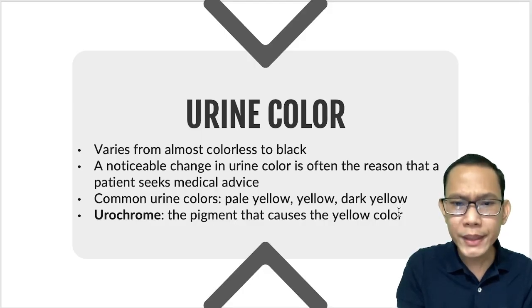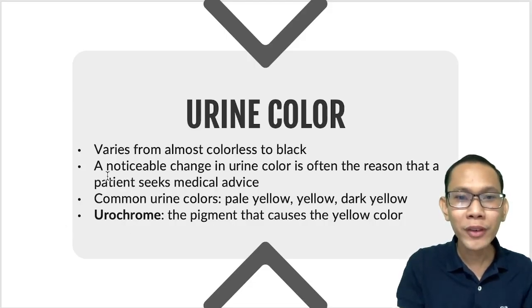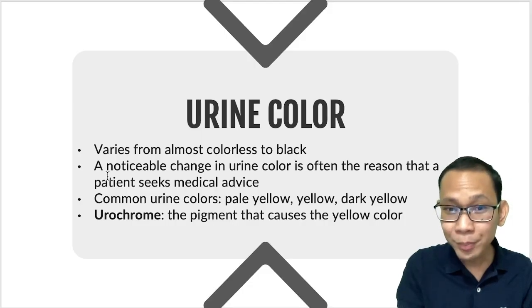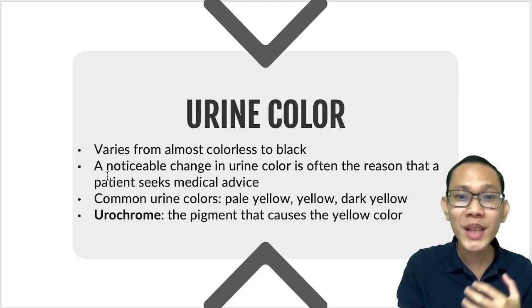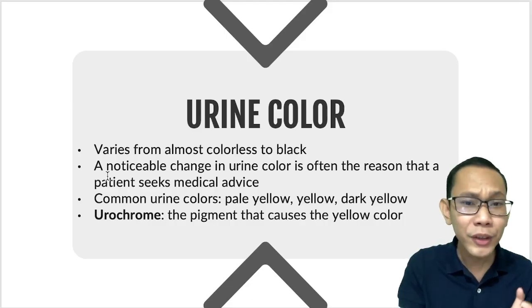So, what is the pigment that causes the yellow coloration of our urine? It is now your urochrome. Again, you are familiar with our urobilin and your stercobilin. Remember the metabolism of your bilirubin? Di ba? I discussed that in our hematology. Your bilirubin will undergo several processes from the liver, 'di ba?